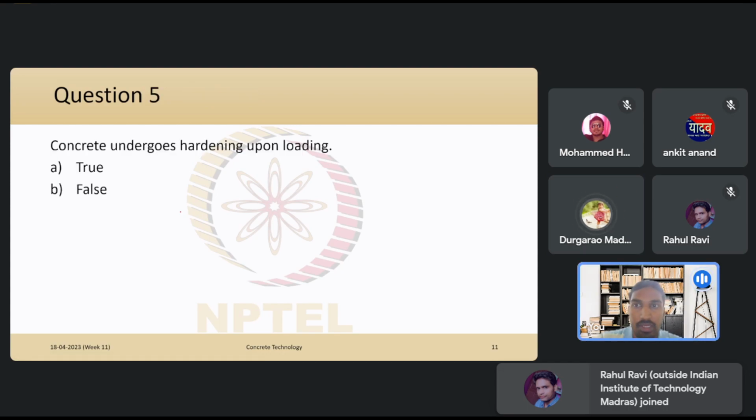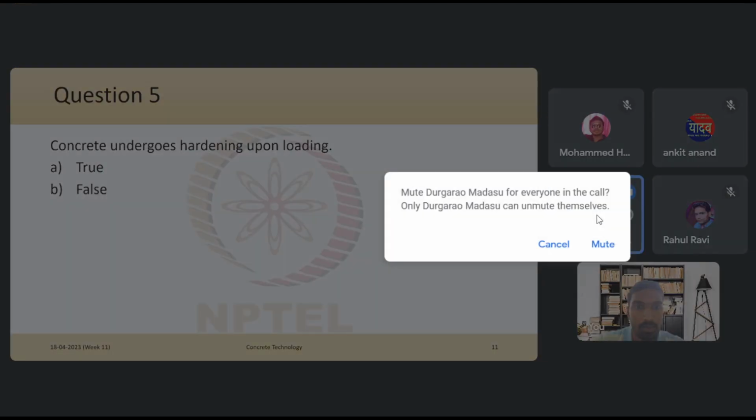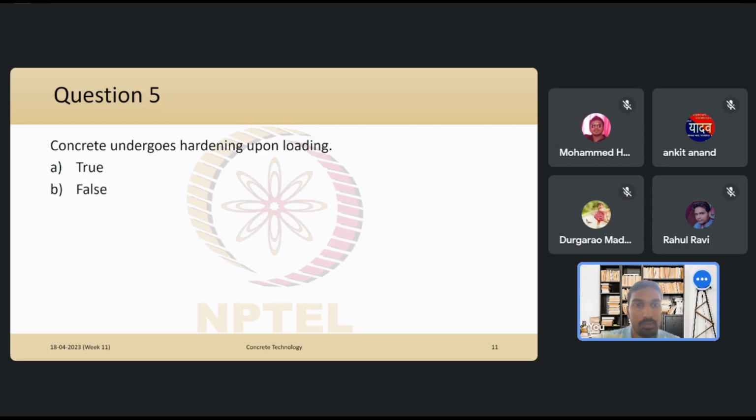Okay, so question 5 is: cement undergoes hardening upon loading. We have to say whether the statement is true or false. Okay, I have launched a poll.